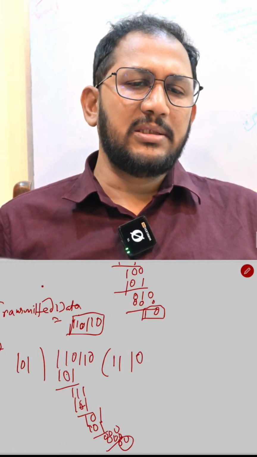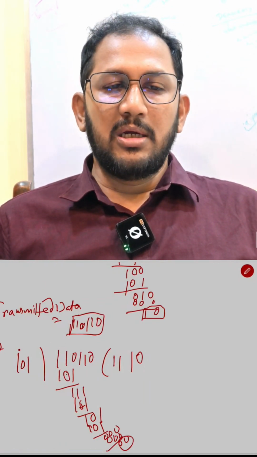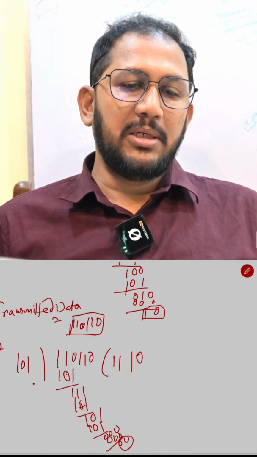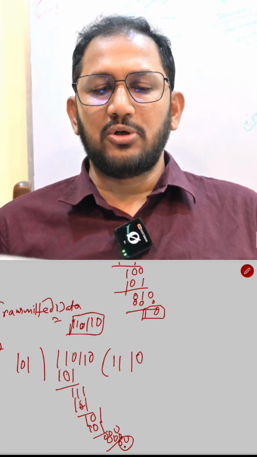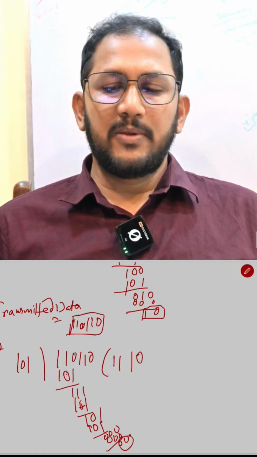If there is any error in the receiver, then the received bits will be divided by the divisor, and if the remainder is not 00, then there is an error. So this is the concept of CRC in computer network.